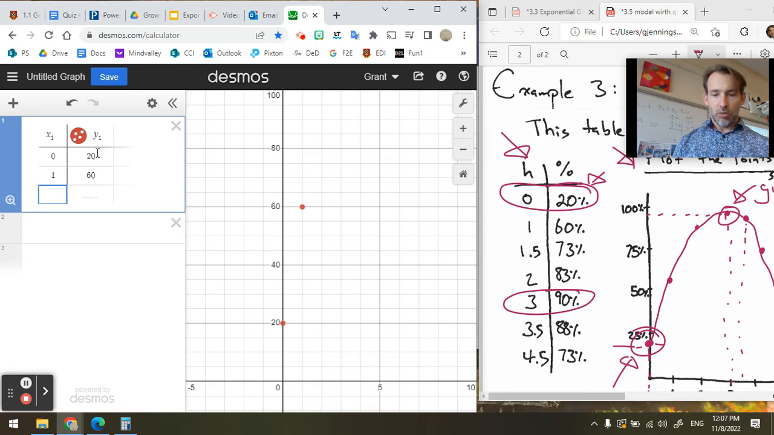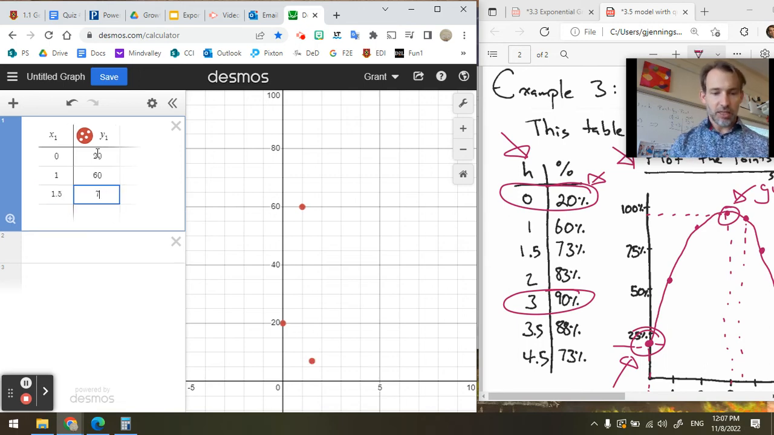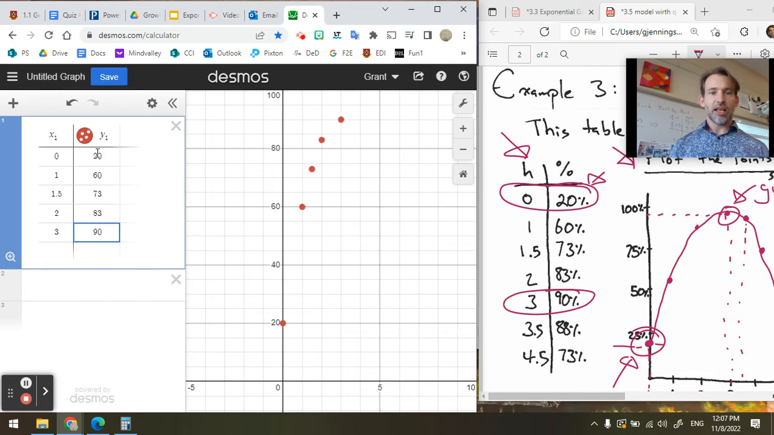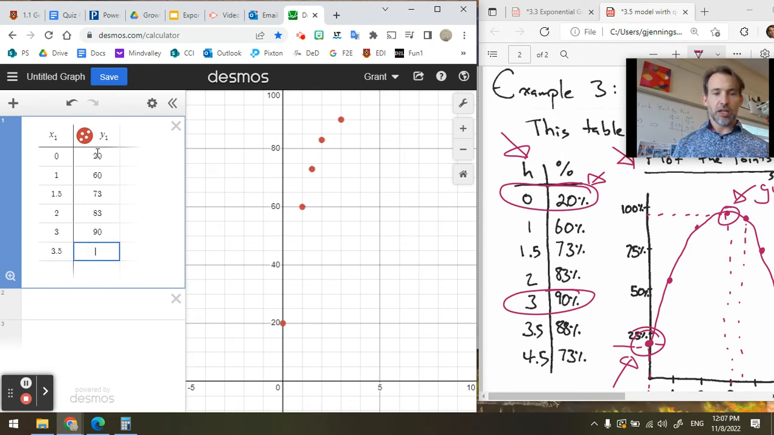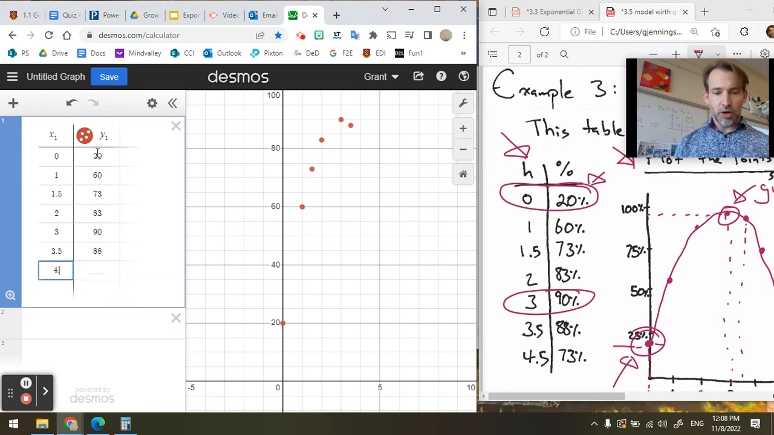1, 60, 1.5, 73, 2, 83, 3, 90, and we thought that looked like the vertex. 3.5, someone studied 3.5 hours and got an 88. And then someone studied 4.5 hours and got 73. Okay, so that might be our measured data. We measured this many students who studied a variety of different hours and got these different scores on the test.